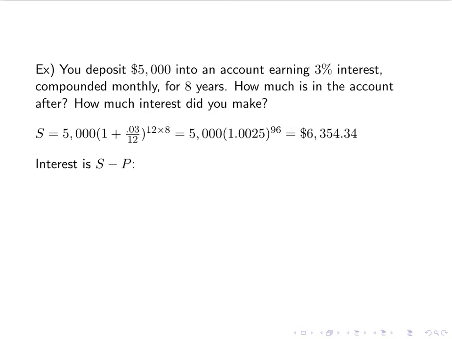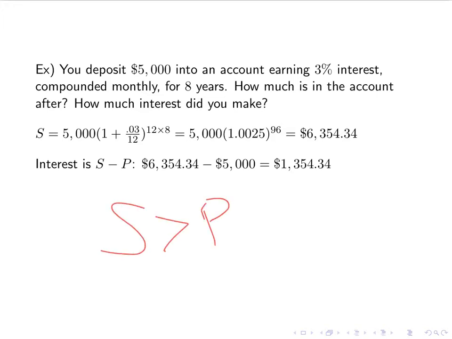The interest is the difference between what I put in and what I can take out. So that's S minus P. So S is 6,354.34. P is 5,000. So I subtract, and I get $1,354.34. One thing to make sure of is that S is always bigger than P. Right? What you get out at the end is what you put in plus the interest. So S has to be bigger than P.